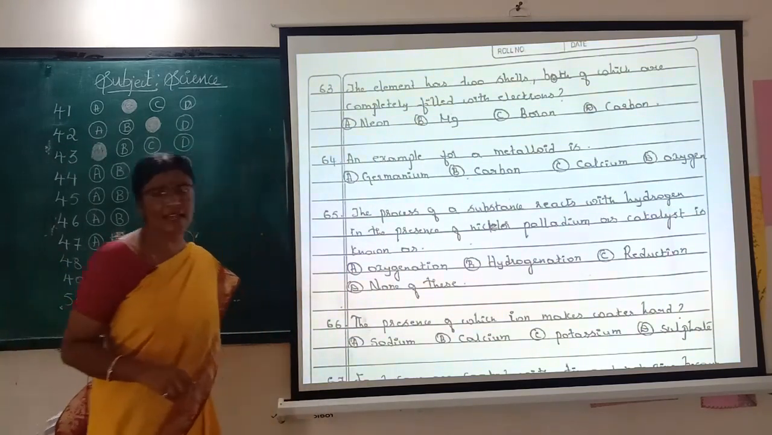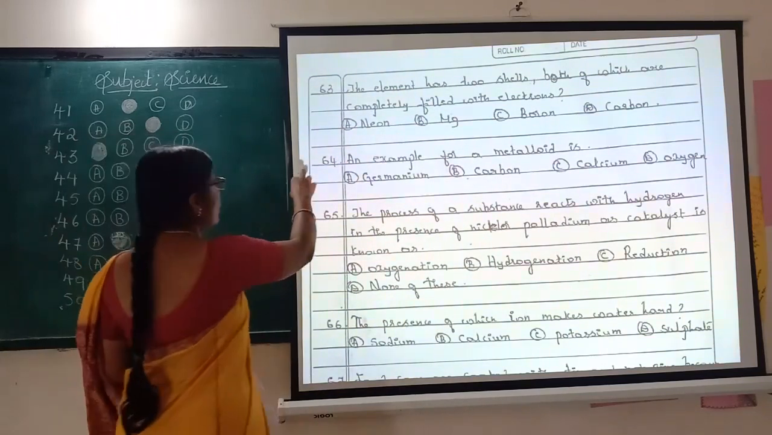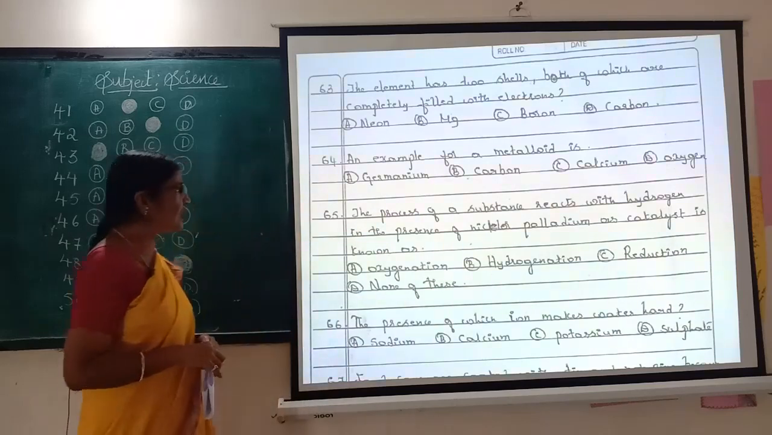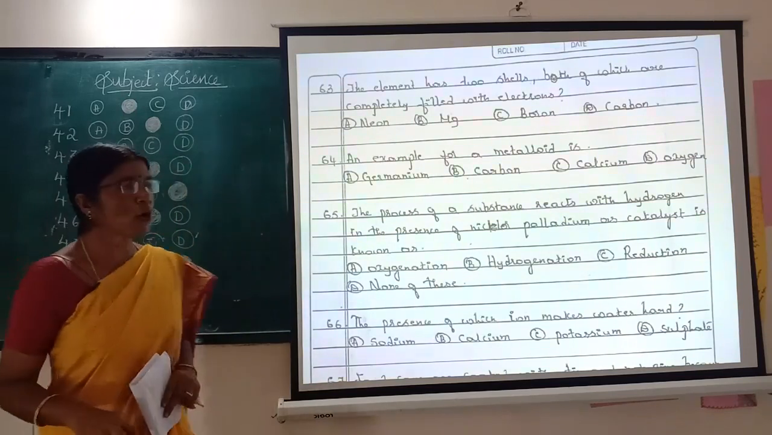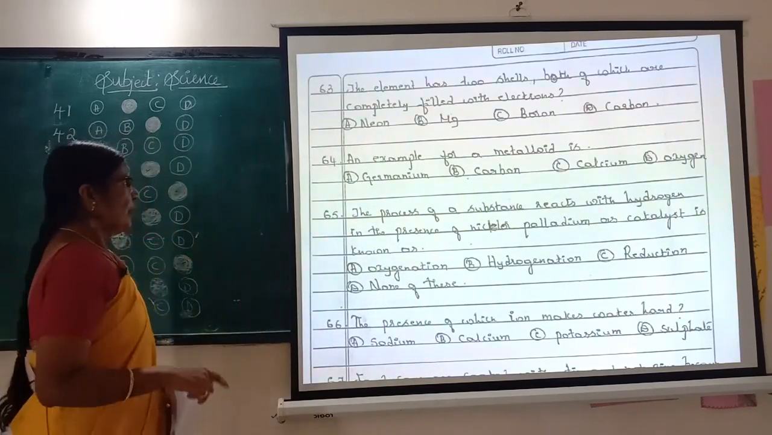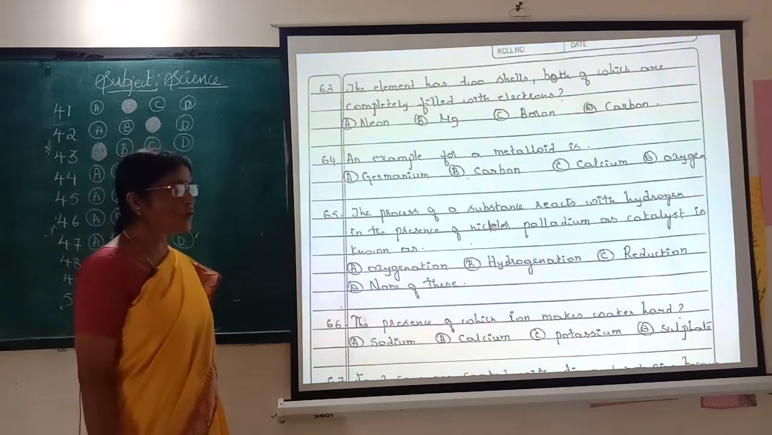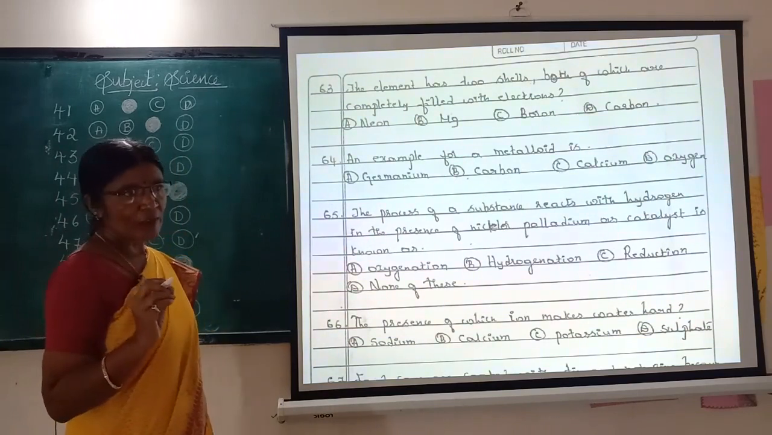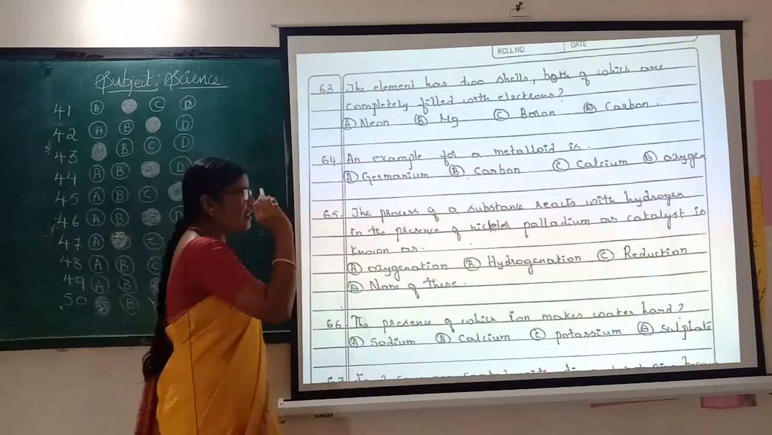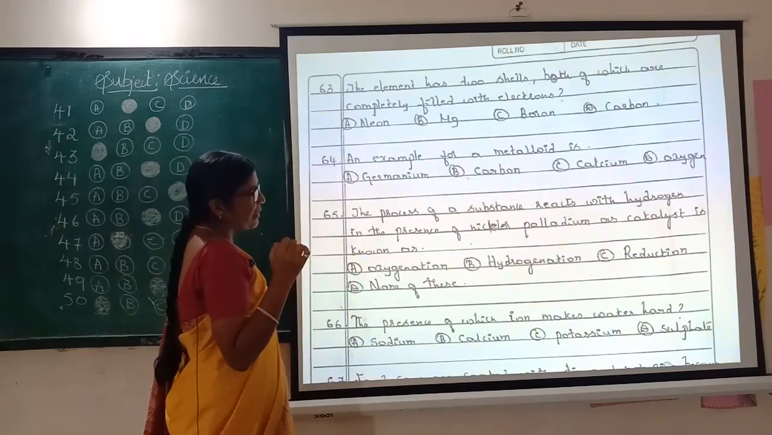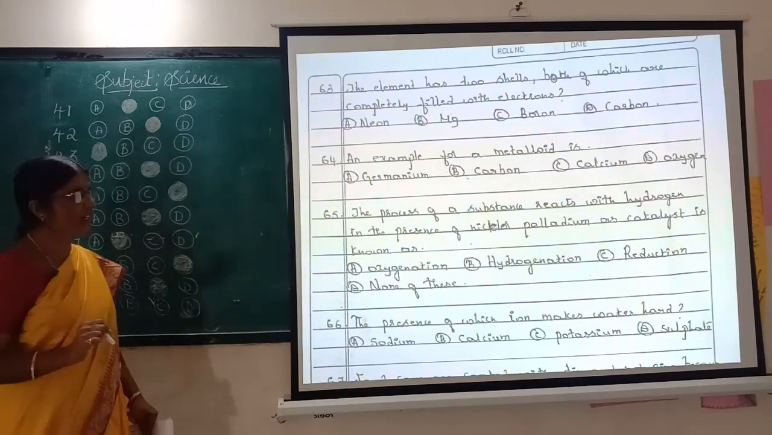Neon, they are inert gases. They have a completely filled octet. So children, neon, option A is the right answer, children. Next, 64th question. An example for a metalloid is. For metalloid, they are given 4 options: germanium, carbon, calcium, oxygen. If you think 1-2 minutes, you will get the right answer from the options itself. See here, oxygen is not a metalloid, even calcium, even carbon, but the right answer for the metalloid example is germanium. Option A is the right answer, children.